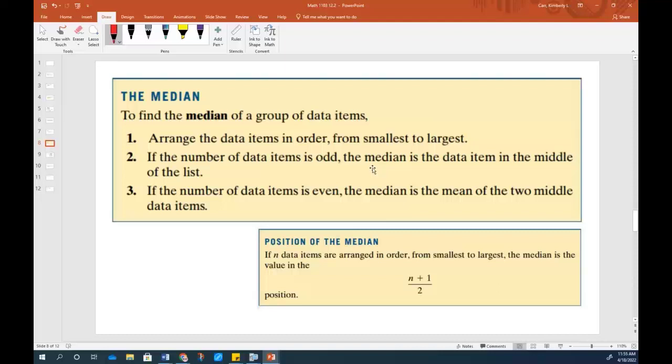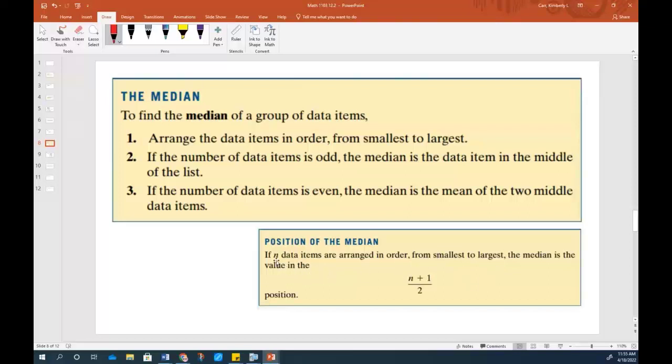But if you had an even number of values, like if you only had 4 values, what's in the middle of 4 values? Well, it falls right in between 2 of them. And so you actually have to add those 2 middle ones and divide by 2. Now we'll do that in just a minute. But the other thing is, how far down the list does this end up being if you have them arranged from smallest to greatest?